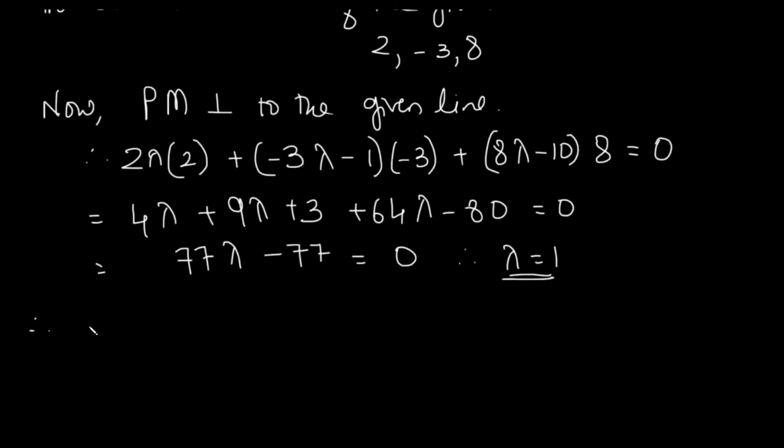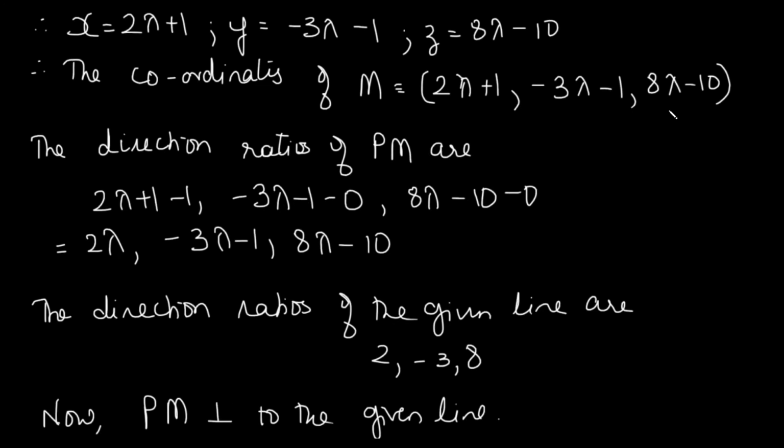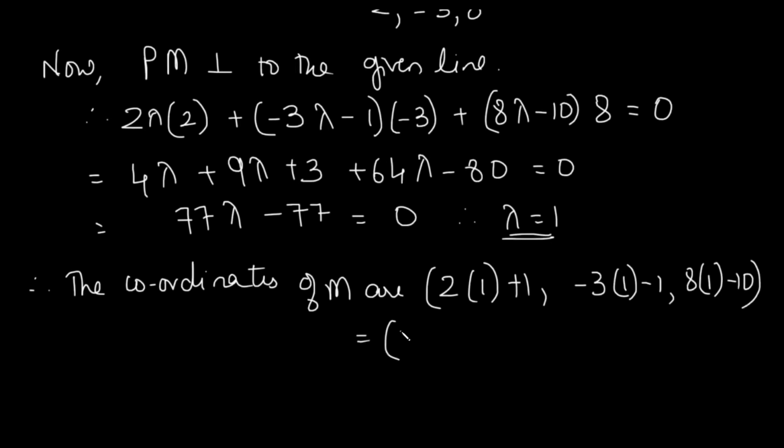Now we can find the coordinates of M, the foot of the perpendicular. Putting lambda equal to 1 in the coordinates of M, 2 lambda plus 1 becomes 2 into 1 plus 1, minus 3 lambda minus 1 becomes minus 3 into 1 minus 1, and 8 lambda minus 10 becomes 8 into 1 minus 10, which gives 3, minus 4 and minus 2. Thus we get our first answer.